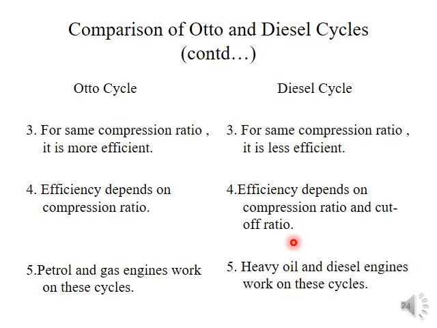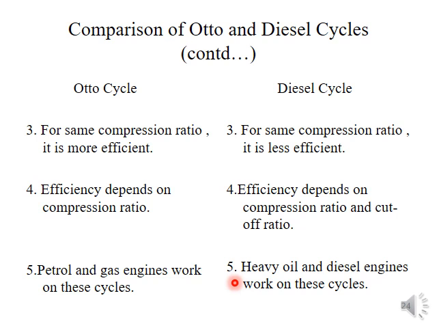Coming to the second point, for the same maximum pressure, temperature and heat rejection, the efficiency of the diesel cycle is greater than that of the Otto cycle, where the heat supplied for the diesel cycle is more than that of the Otto cycle. Next point, for the same maximum pressure and heat input, the efficiency of the diesel cycle is greater than that of the Otto cycle, and the heat rejection for the Otto cycle is more than that of the diesel cycle. So these are the main differences between the Otto cycle and the diesel cycle.